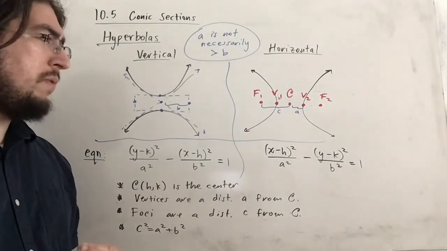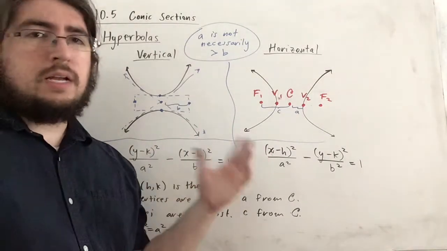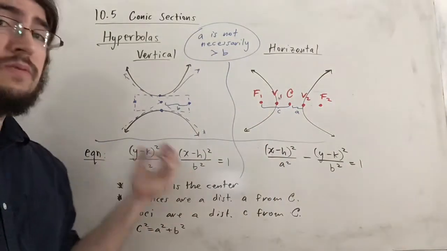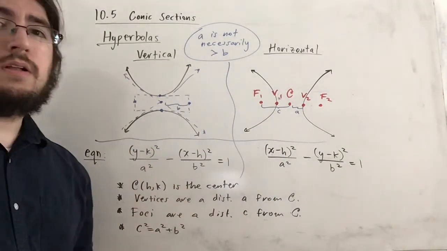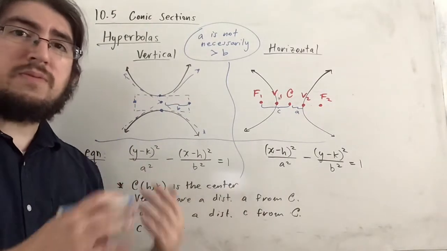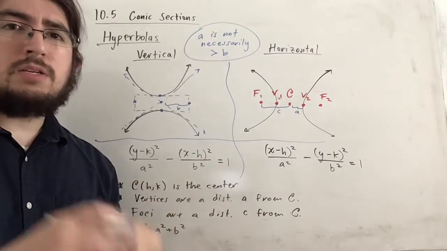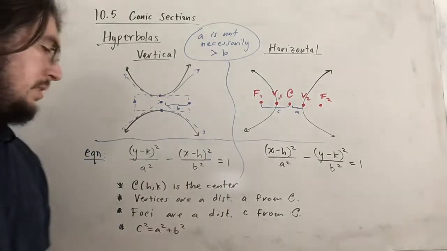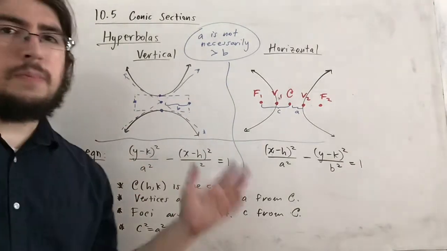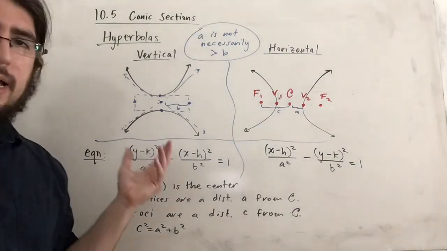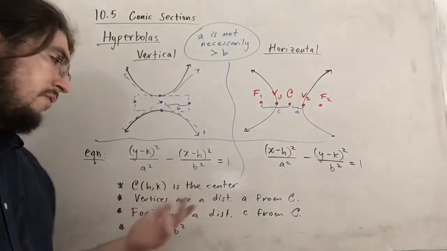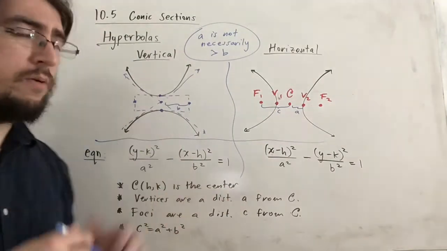So in fact, what we'll be doing here is just looking at subtraction. If x comes first in subtraction, it's horizontal. If y comes first in subtraction, then it's vertical. So that's what we're looking for. Which one comes first? Not the larger denominator. So that's one of the key differences between ellipse and hyperbola equations. Now everything else is basically the same. H comma k is the center. The vertices are a distance A from the center. The foci are a distance C from the center. We already said that.